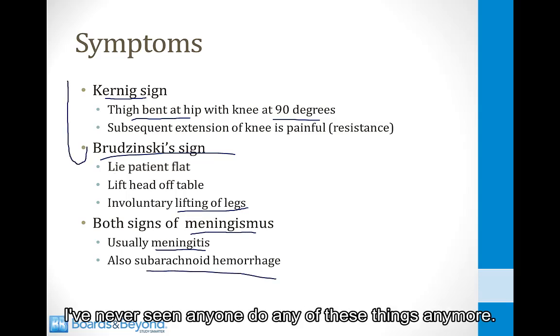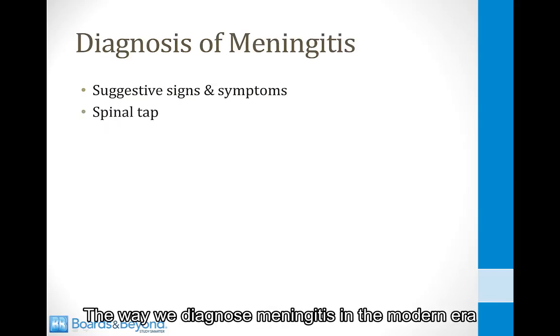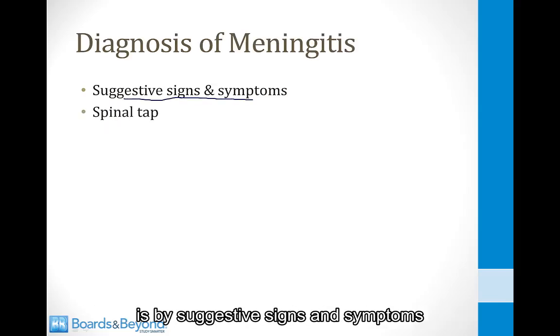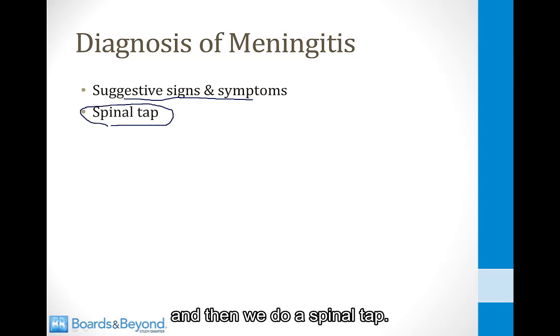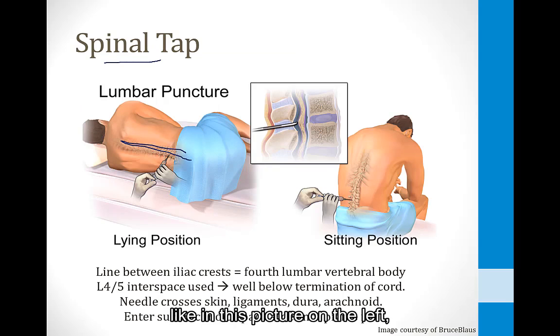I've never seen anyone do any of these things anymore. They're largely historical. The way we diagnose meningitis in the modern era is by suggestive signs and symptoms, and then we do a spinal tap. So this is how you do a spinal tap, which is also called a lumbar puncture. You either lie the patient on their side, like in this picture on the left, or you have them sit up and bend forward like this picture on the right.